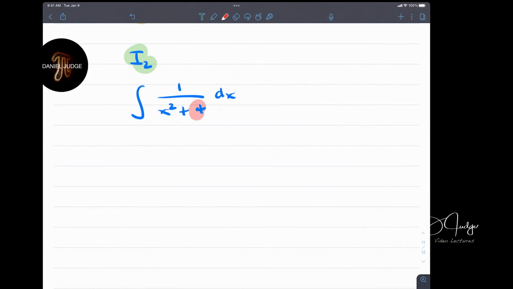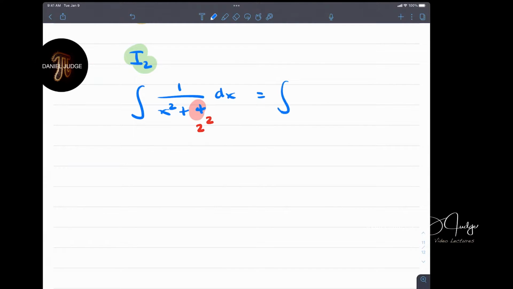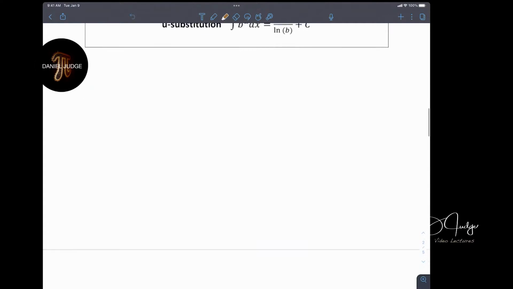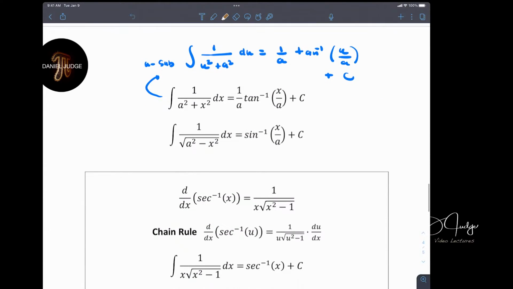Now pay attention to this 4. That's going to be written as 2 squared. All right, and you say, well, why would I do that? Okay, this is the a value. A value is 2. That number. So I have to look for the formula for 1 over x squared plus a squared. So you want to know your formulas, ladies and gentlemen. Know your formulas like you know your name. Don't go back and looking at this sheet here. Here's what I'm saying. There it is.